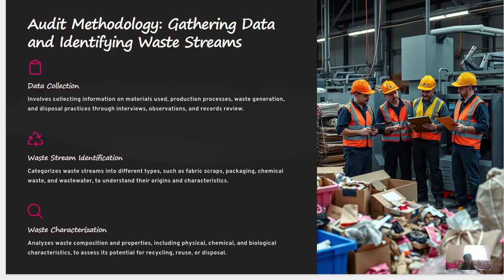So we'll be segregating those wastes, like fabric scraps, packaging, chemical waste, and wastewater, to understand their origins and characteristics, because all waste isn't considered in the same category, right? Next is waste characterization. It analyzes waste composition and properties, including physical, chemical, and biological characteristics, to assess its potential for recycling, reuse, or disposal.